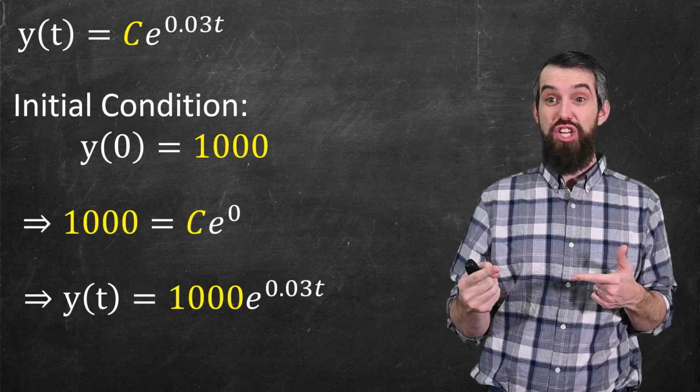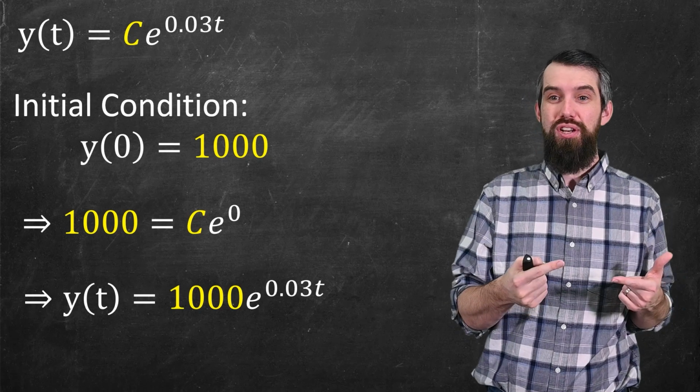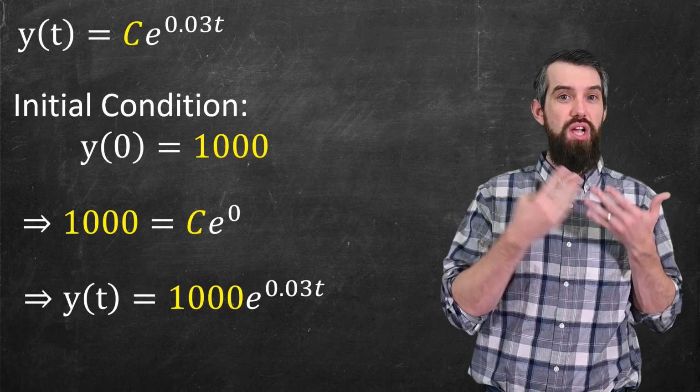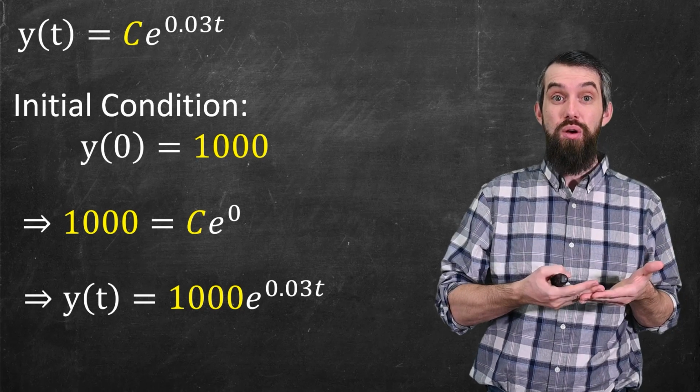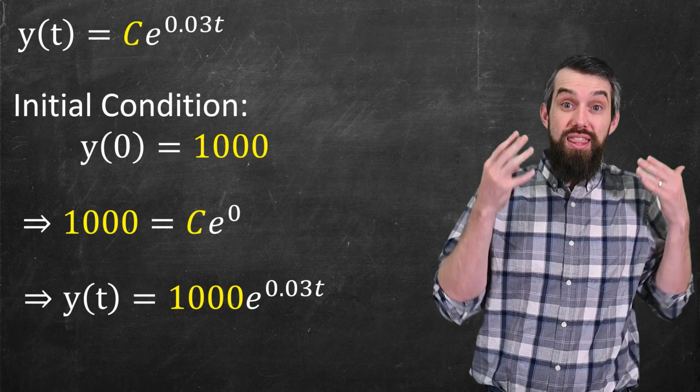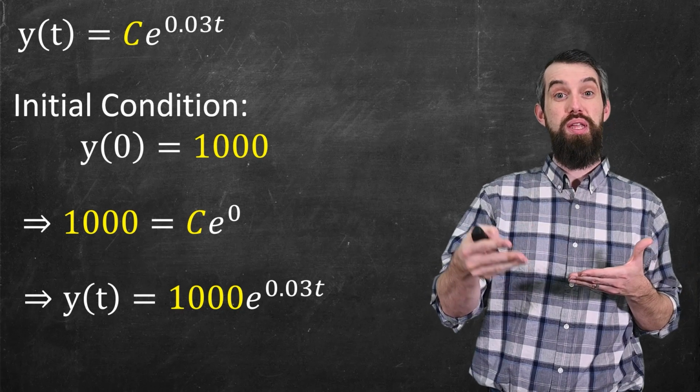And so with an initial condition, if I plug t equal to 0 into that equation, I just get 1,000 on the left is the constant times e to the 0. E to the 0 is 1, and that tells me that c was 1,000. And so my y of t is 1,000 times e to the 0.03t.